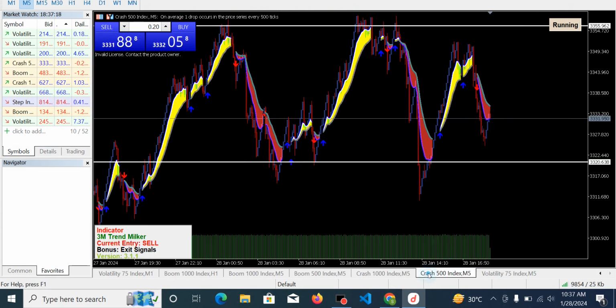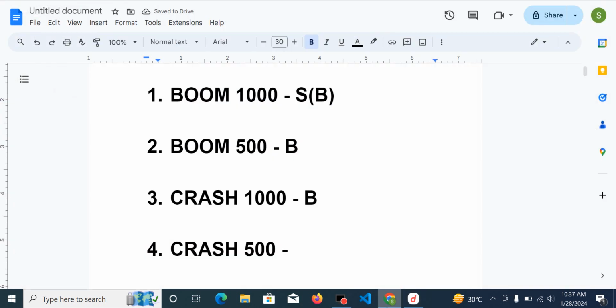Next asset is going to be Crash 500. Let's check it out right away. Crash 500 actually sold for a while, went back on a buy trend, and of course was unable to break out above this resistance zone, so it is selling at the moment. So this is going to be giving us more of a selling than a buying opportunity.